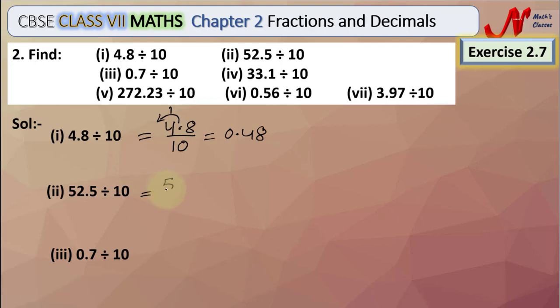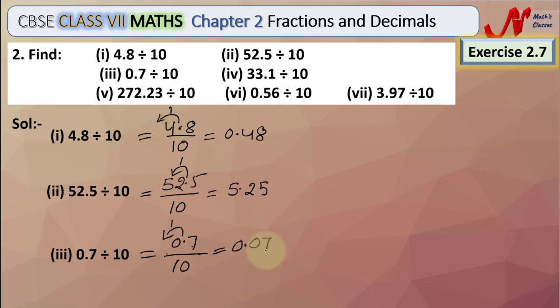Next, 52.5 divided by 10 can be written as 52.5 by 10. In the denominator we have 10, so we shift the decimal point to the left by 1 digit, so it can be written as 5.25. Next, the third one, 0.7 divided by 10 can be written as 0.7 by 10. In the denominator we have 10, so we shift the decimal point to the left by 1 place, so it can be written as 0.07.